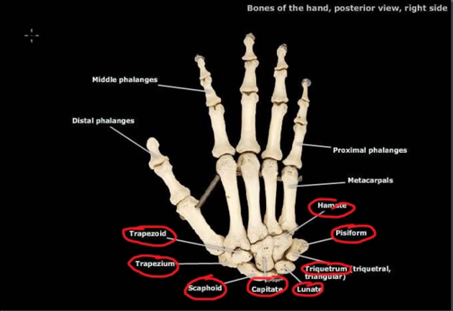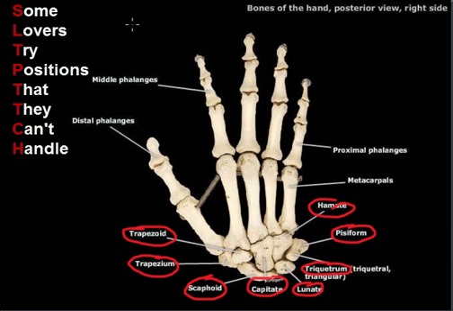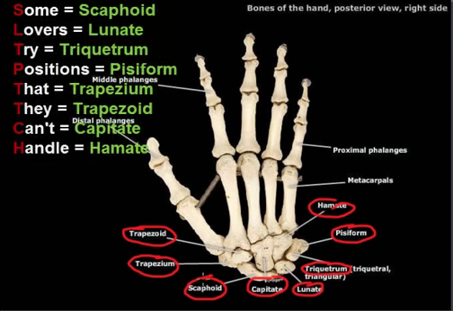So the first thing you need to do is memorize the mnemonic, some lovers try positions that they cannot handle. And then you need to associate each of those words with the words in the wrist and where they are and the order that they go in. Remember, it goes bottom, left to right, top, left to right. So give that a try and see if that helps you guys out. Hopefully it will.